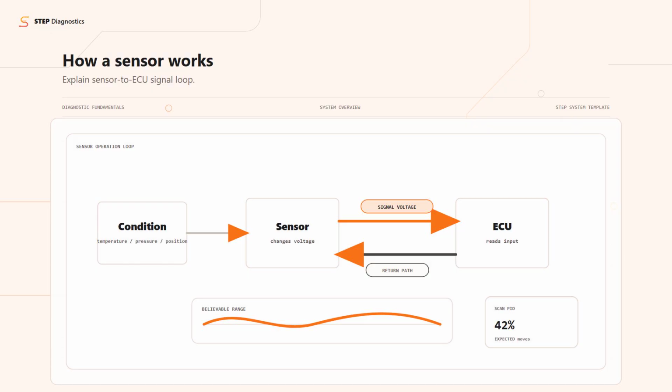Establish expected circuit operation, sensor ground, signal voltage. Before diagnosing a fault, define what the circuit or data should do when the system is healthy. This gives every later measurement a target, so the technician is not just looking for a number, but looking for behavior that matches the system design.